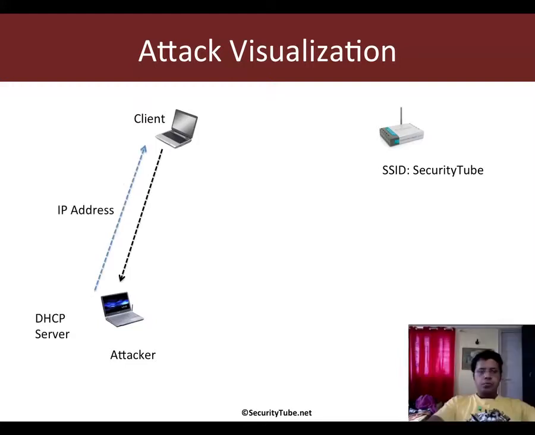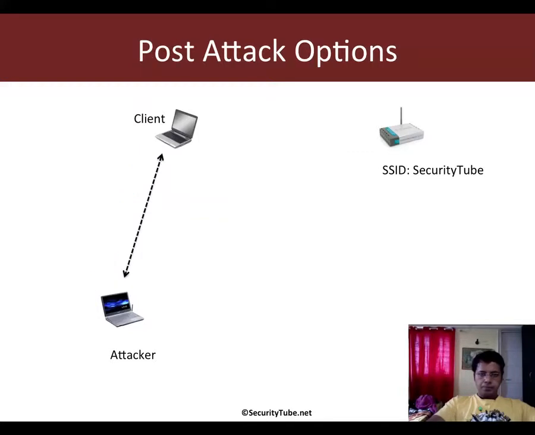So the client may make a DHCP request and the attacker may run a DHCP server on his machine to provide an IP address to the client. Now after this, well, it's just Metasploit, Autopwn or some other simple attack tool to compromise the actual security of the client, right? So post attack, what are the different options?